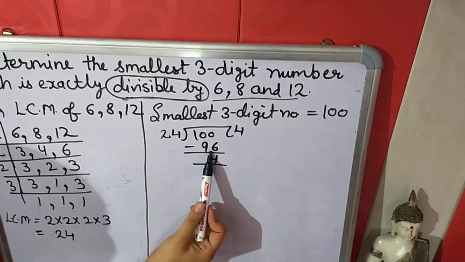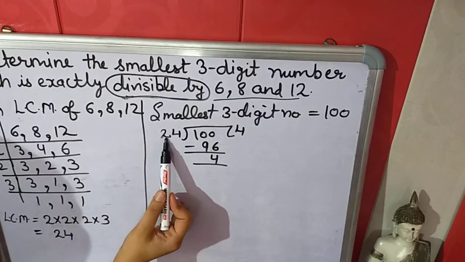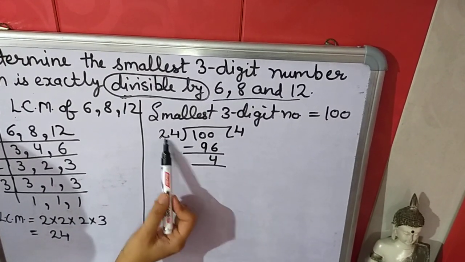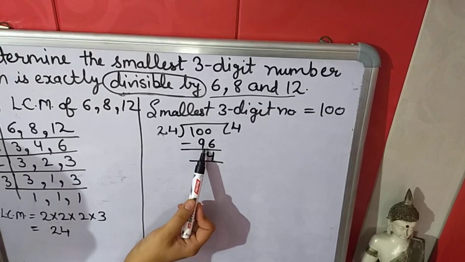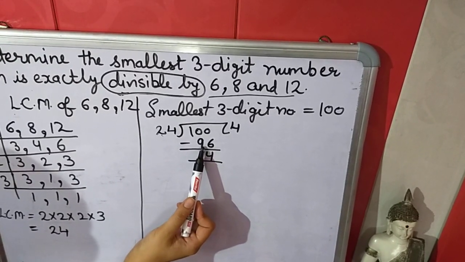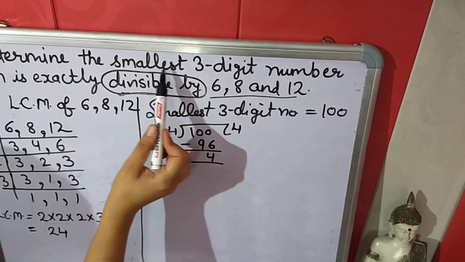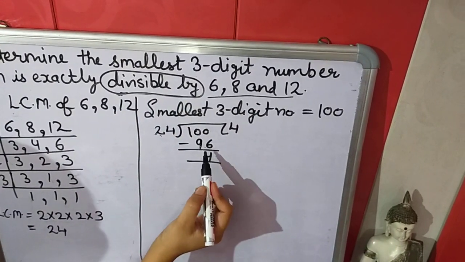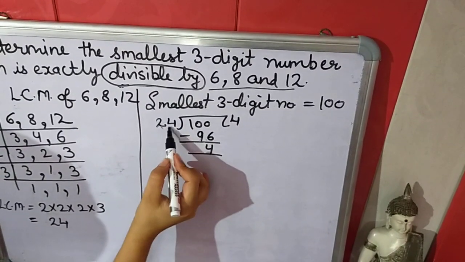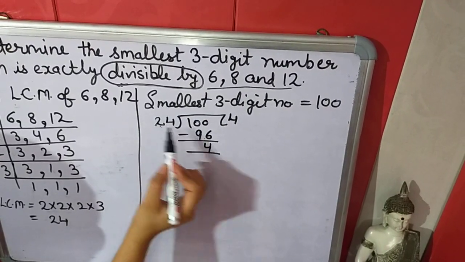Here 96 is the multiple of 24. 24 fours are 96. This is a multiple of 24, but this is not a 3-digit number. He's saying we have to find the smallest 3-digit number. So what will we do? We will take the next multiple of 24.